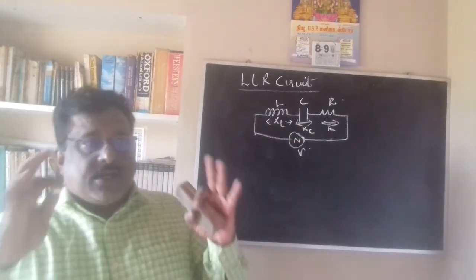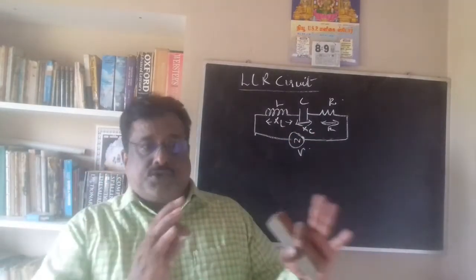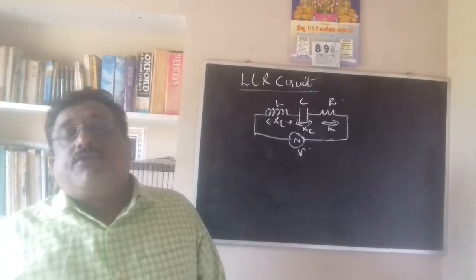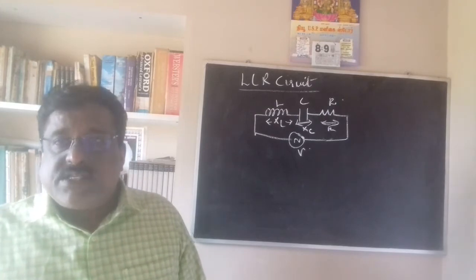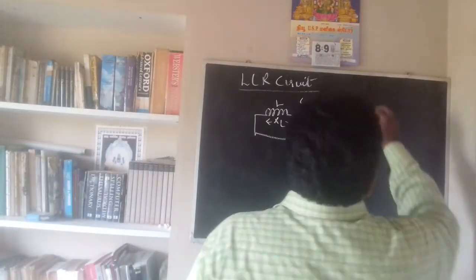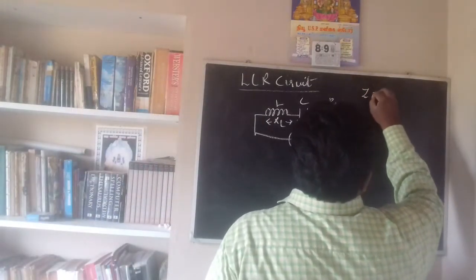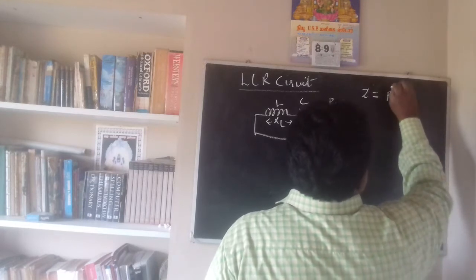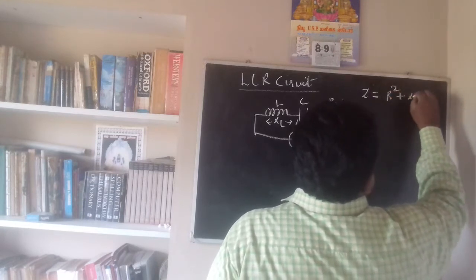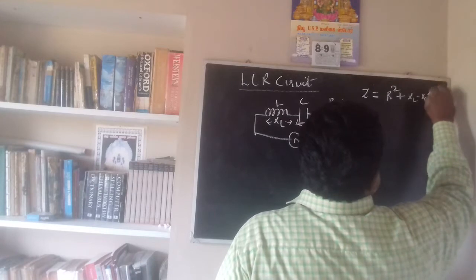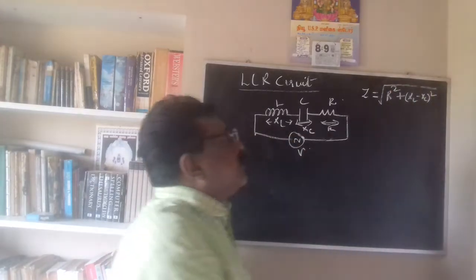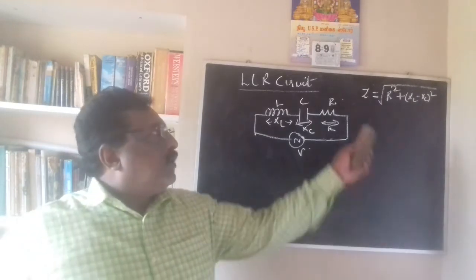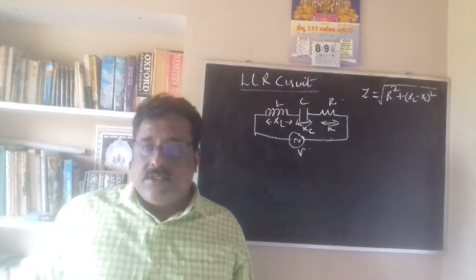So we get a net resultant opposition or resistance to the flow of current. We call it the impedance of the circuit, which is denoted by Z, and is calculated as the square root of R square plus XL minus XC the whole square. So the total impedance is called Z.